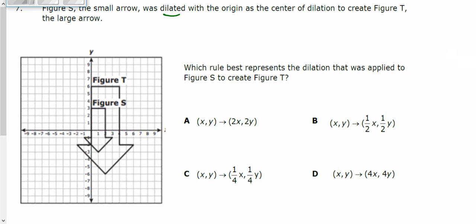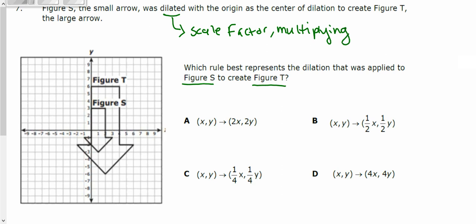All right, so there's a lot of ways that we can look at this problem. So first of all, if I want to know how figure S was dilated to get to figure T, I have to remember that a dilation is about multiplying by a scale factor. So it's multiplying to get bigger. So I'm looking at, is it getting bigger or smaller? If it's getting bigger, I know that my scale factor needs to be greater than 1. And if it's getting smaller, I know my scale factor needs to be smaller than 1.